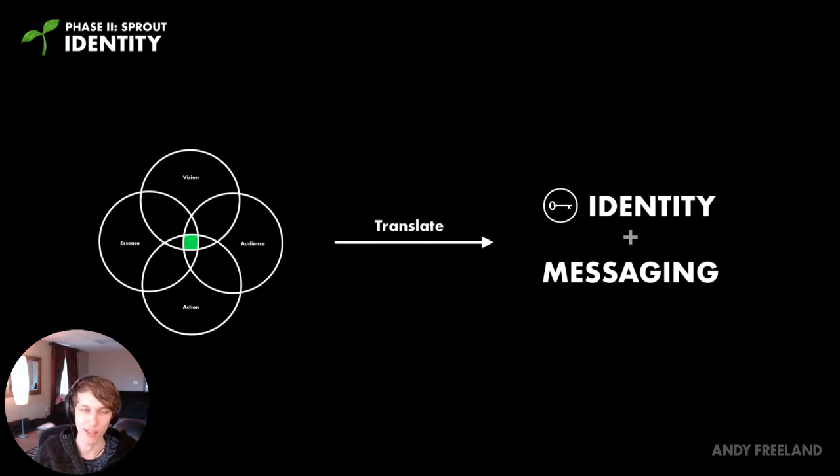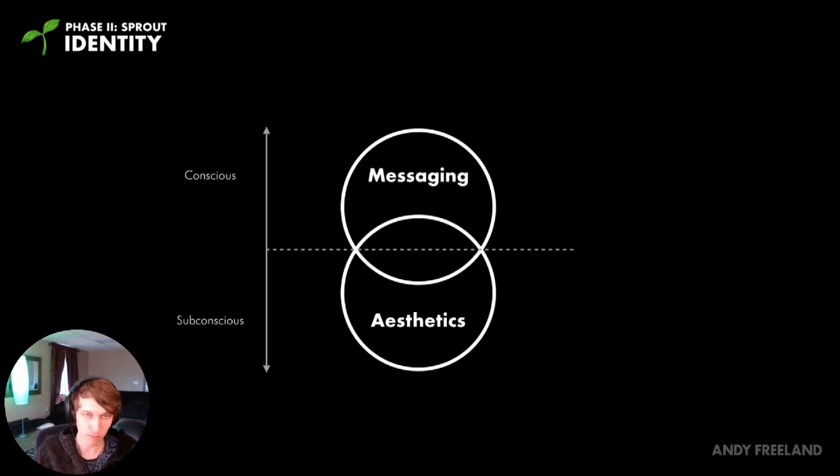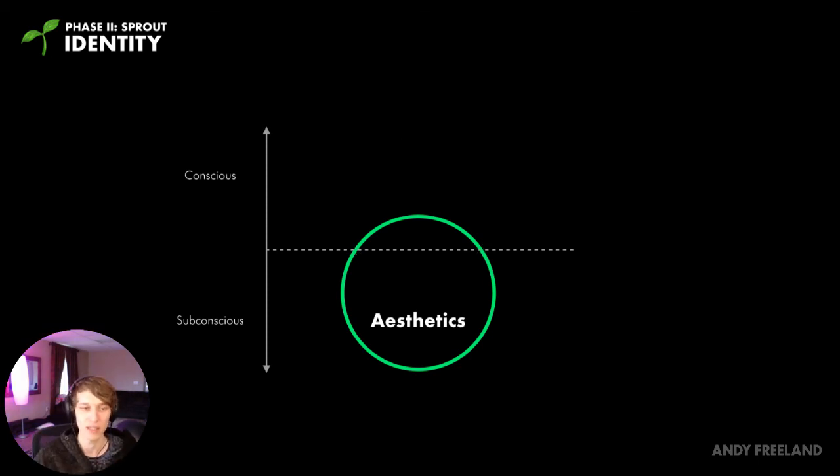Identity is just a way to say your visual brand, right? Within this process, there's two parts to it. There's the messaging, which is what it says, and then there's the aesthetics, which is how it feels and how it looks. Today, we're focusing on the aesthetics. Last week, we focused on messaging. Over the next two weeks, we're going to be going back and forth between messaging and aesthetics because they are inextricably linked. So today, it's about aesthetics.